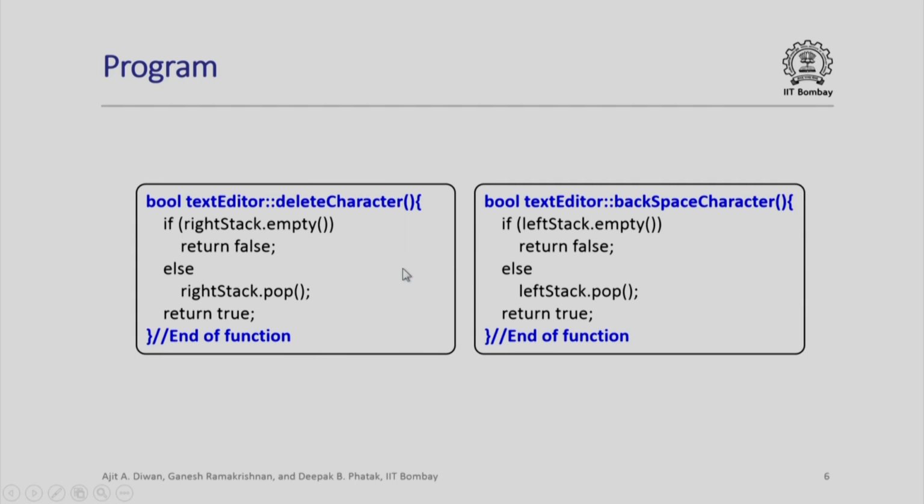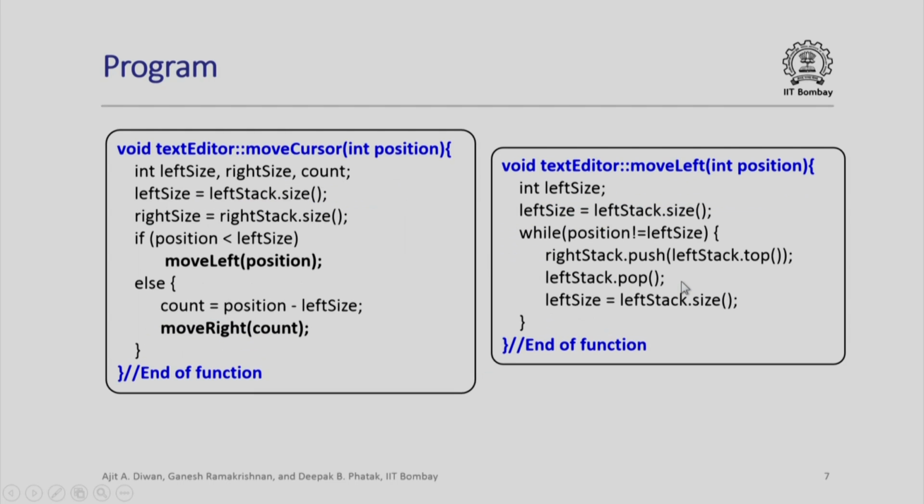Let us examine the deletion of characters. It can happen due to two possibilities, one due to delete key press, another due to backspace keys. Again, as explained last time, the right stack dot pop will implement the delete character, and left stack dot pop will implement the backspace character. Notice the precaution we are taking to check whether the stack is empty, because if a stack is empty, I cannot delete anything in that stack.